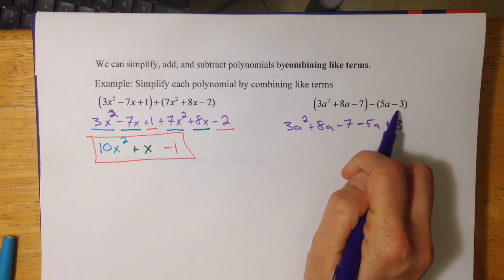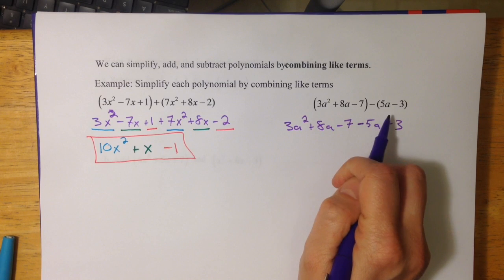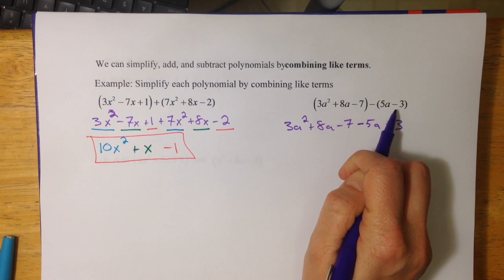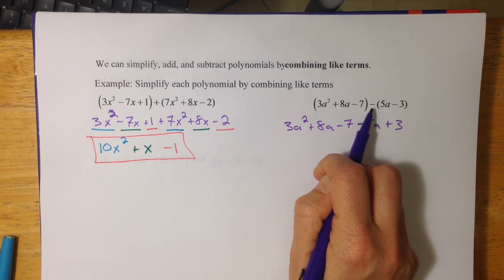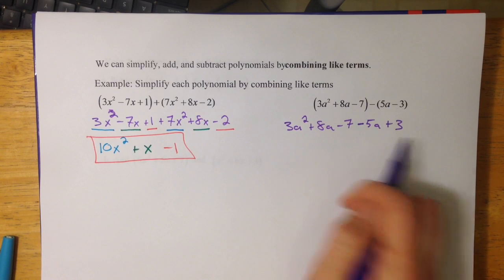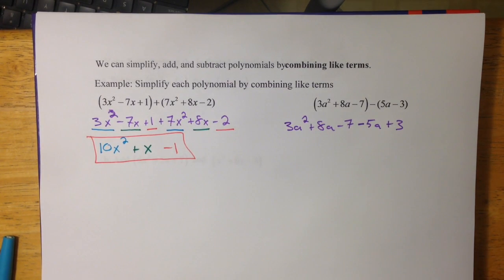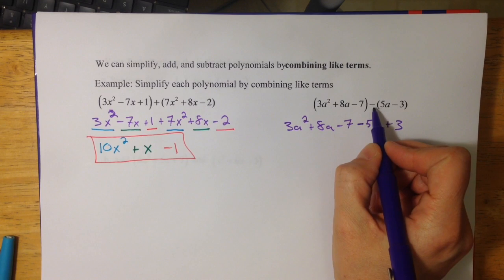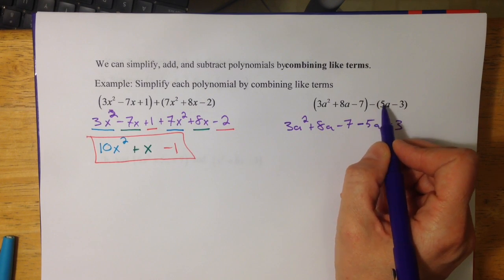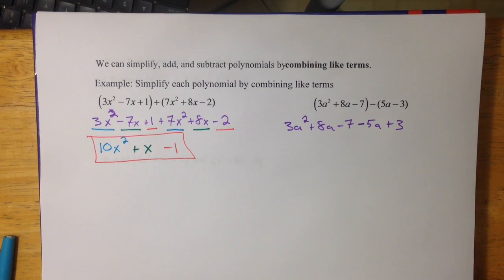Because subtraction is addition of the opposite, so I'm going to add the opposite of negative 3. Or you can think that a negative and a negative make a positive. You can also think of distributing that negative 1 out front to both terms.